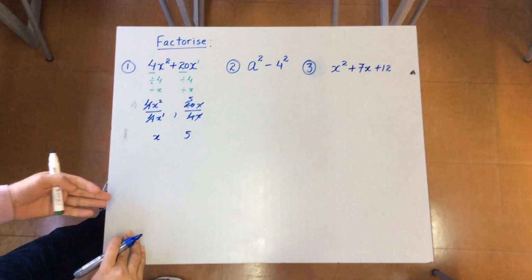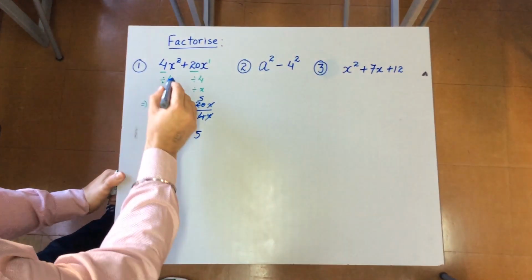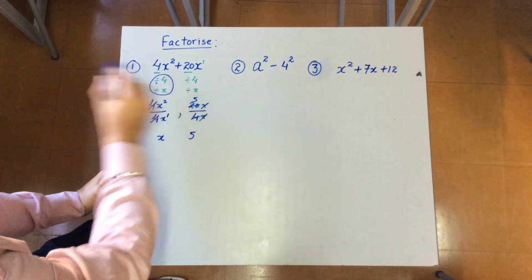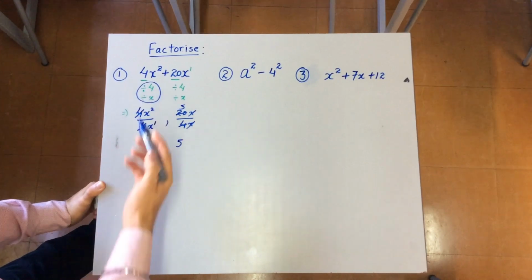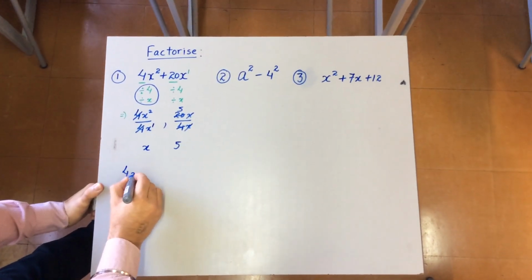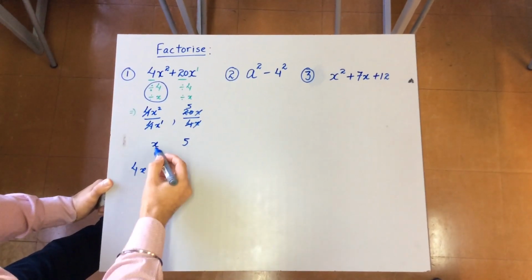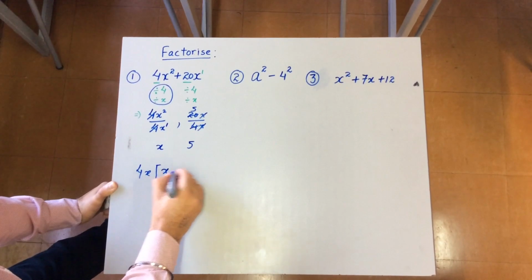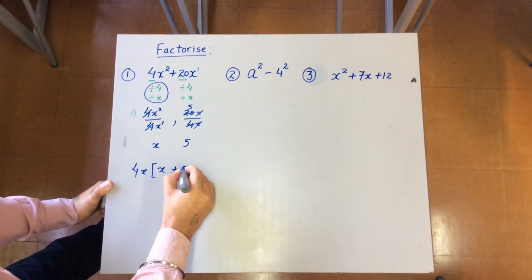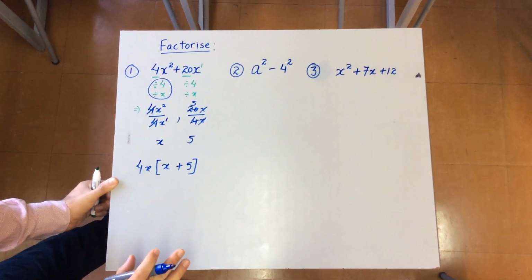Now how to write it? This is how to factorize. Now how to represent it? Think about the number which you used to divide. What was that? 4x. So always write 4x outside of the bracket, and inside write whatever you have as the quotient. For example, x, and in this case 5. So that's the factorization.